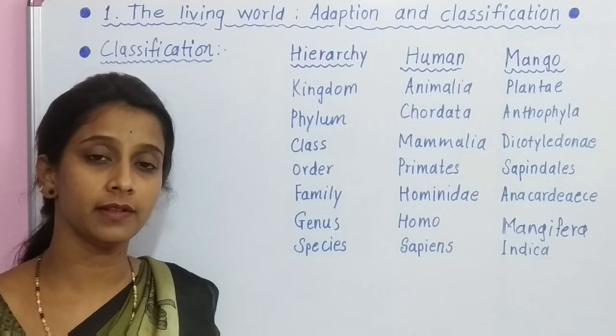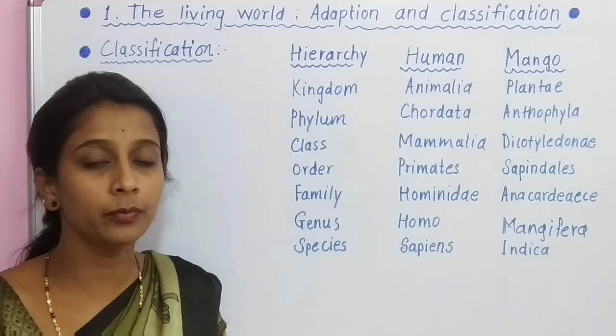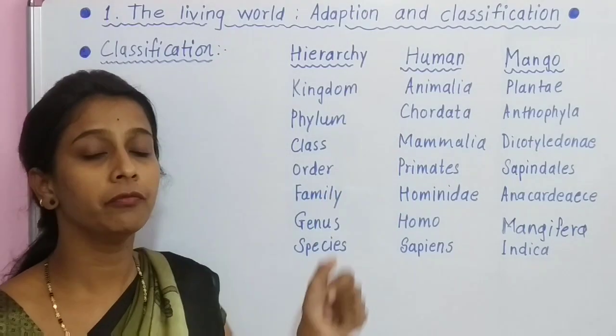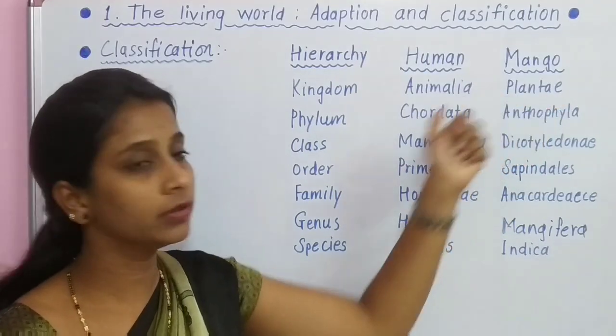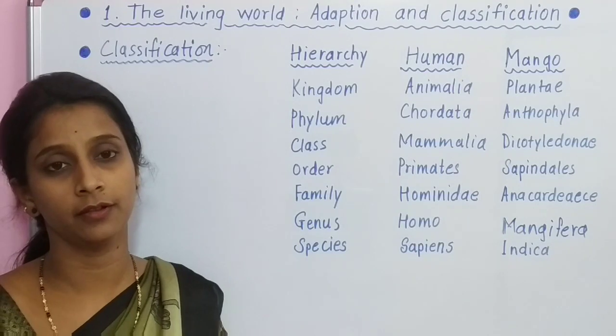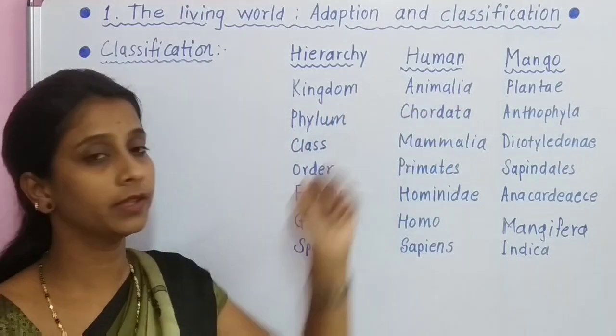All the animals, all the higher animals, are put under the kingdom Animalia, while the large plants are put under the kingdom Plantae. So these are two kingdoms.